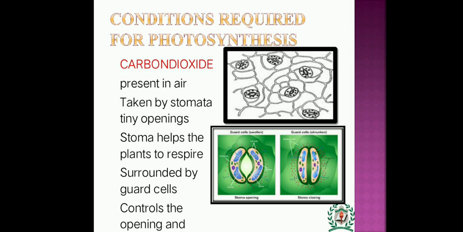A cross section of a leaf is also there in your notes, children. You just have a look at it. So carbon dioxide is present in the air. The singular term is stoma. Carbon dioxide is absorbed by the stomata, which are present on the lower surface of the leaf and guarded by the guard cells, which control the opening and closing.